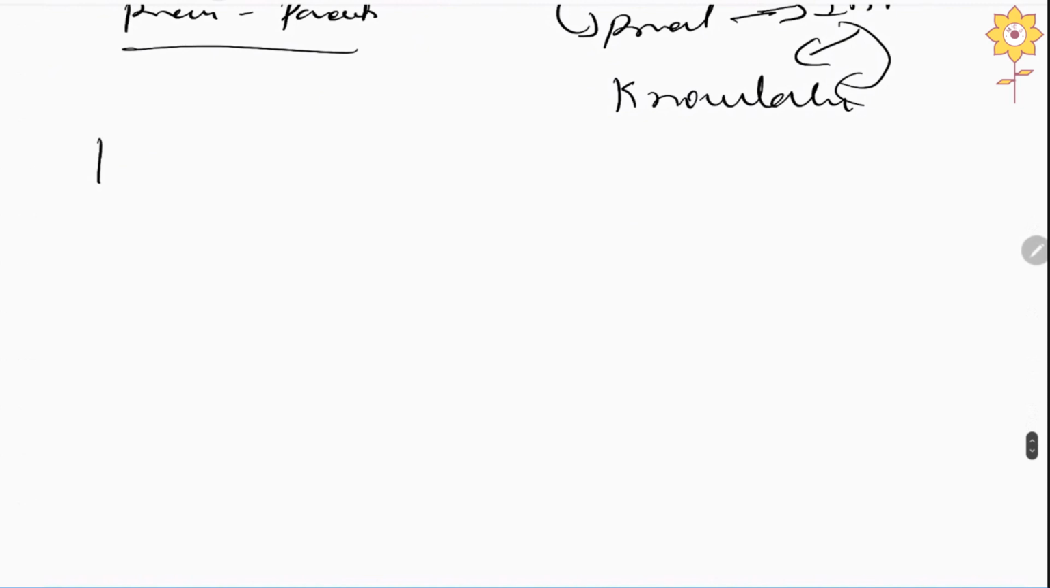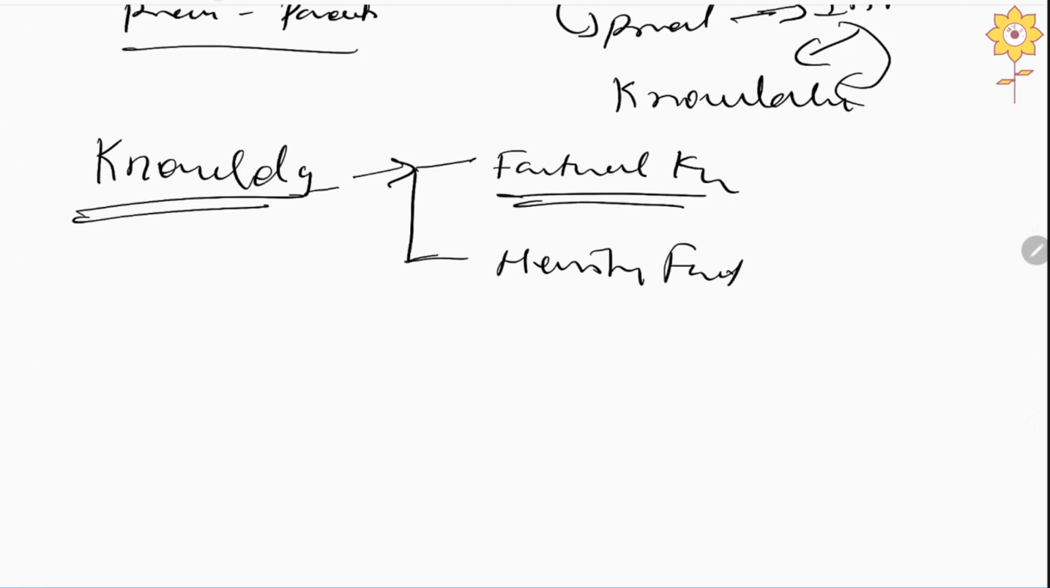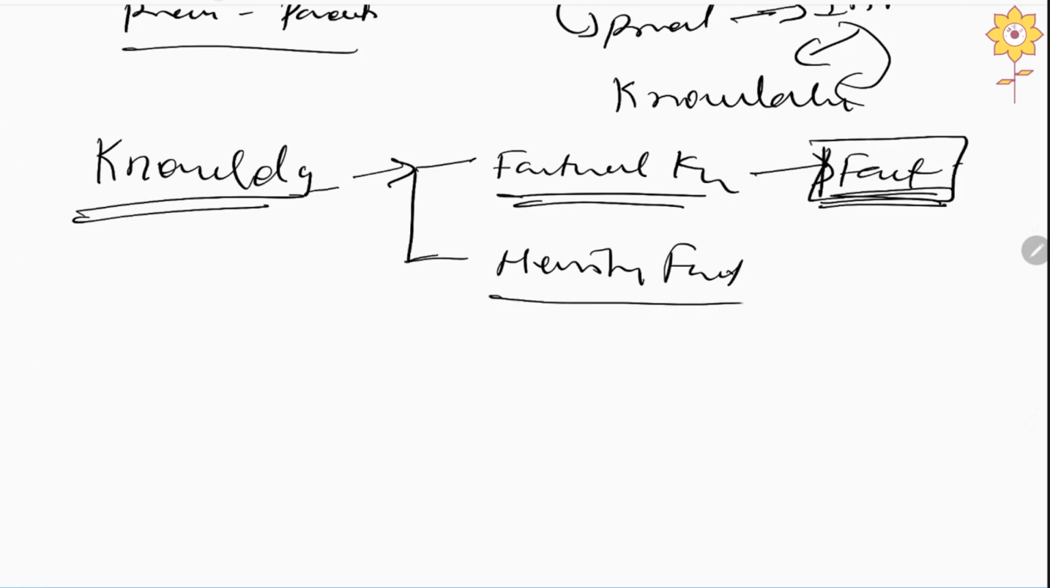Now let us talk about the knowledge that is stored in our knowledge base. The knowledge which is stored can be of two different types. The first type is factual knowledge, and the second is heuristic knowledge. Factual knowledge is knowledge based on facts, whereas heuristic knowledge is based on experience or some past data. So that is the basic idea about heuristic knowledge.